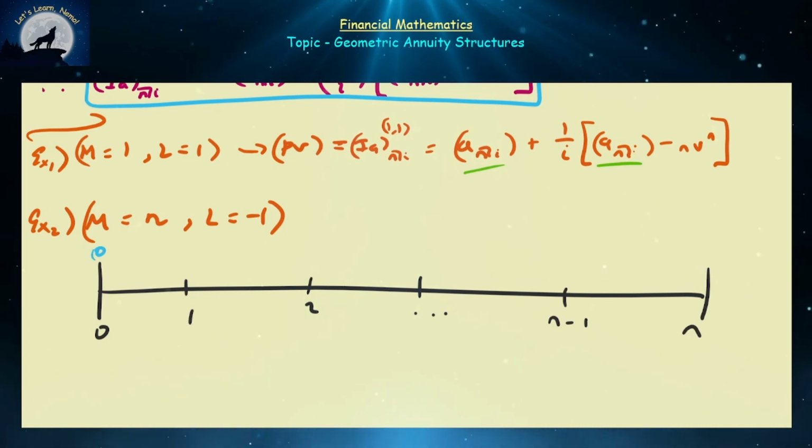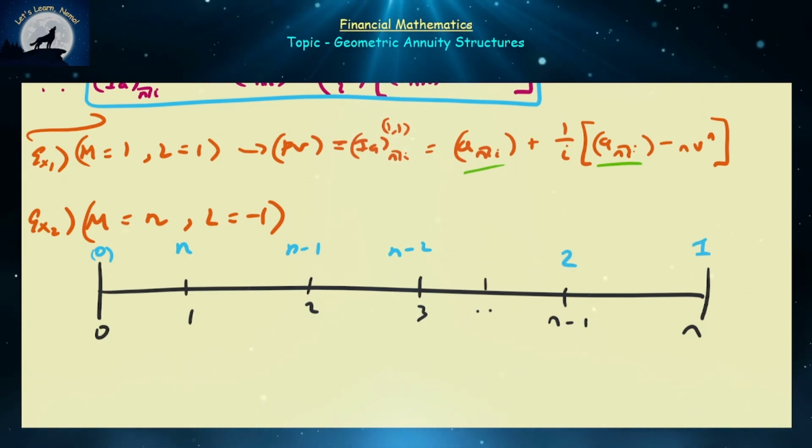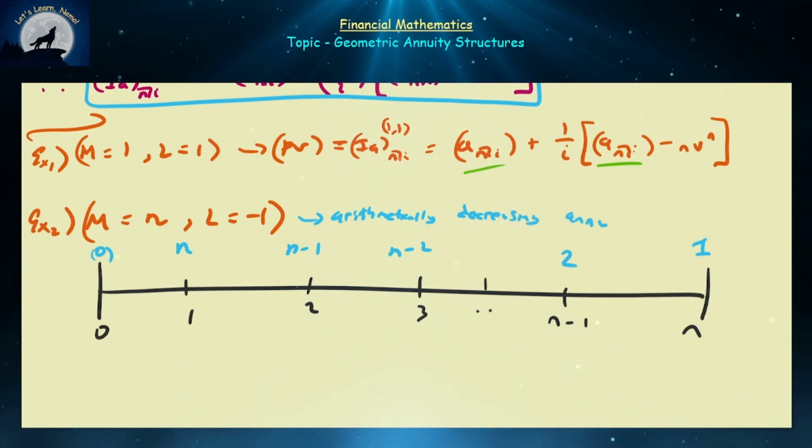So we start off with 0 and then n, then it decreases by 1, decreases by 2 if we sort of go to 3. And then it goes all the way down to what? So then it's going to be n minus, want to take a guess of what this is going to be? Well, it's actually just going to reduce to 2, and then we're going to have a payment of size 1. So what we have here is an arithmetically decreasing annuity because our L is negative.